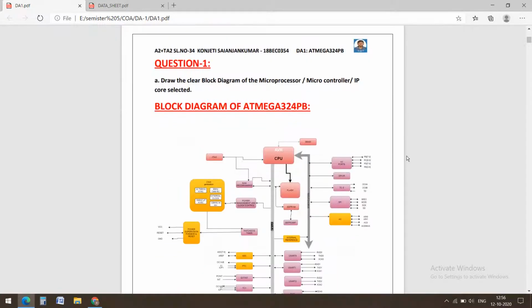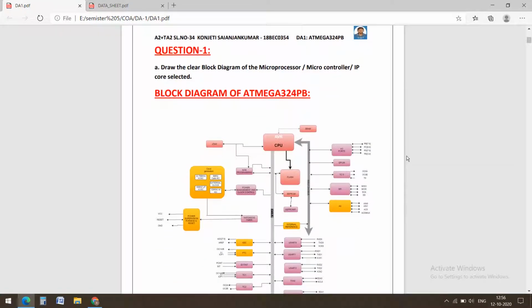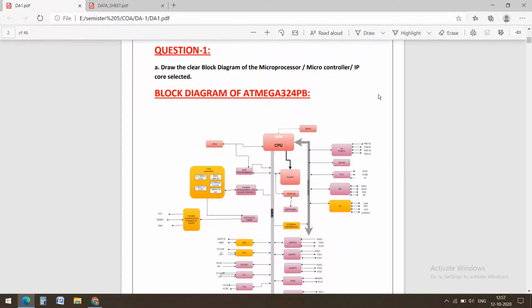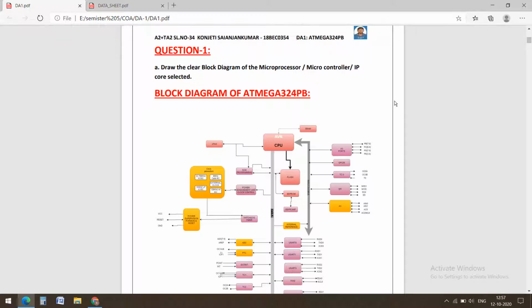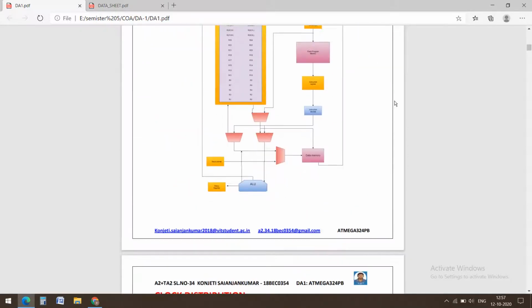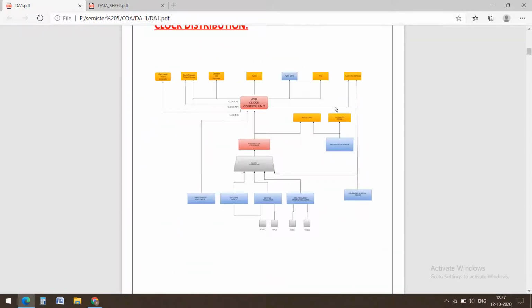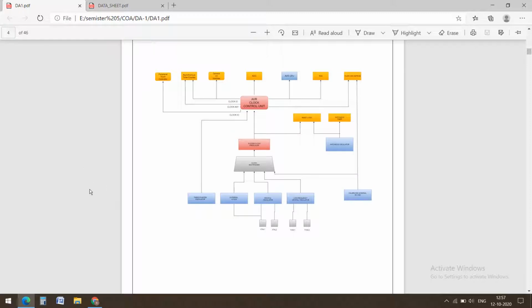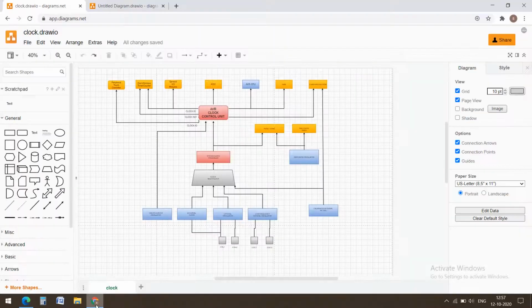So this is the main deal. I have faced a lot of problems with this question itself because we need to draw all the block diagrams of the microcontroller and all the internal diagrams. So these are the diagrams. I have used the tool app.diagrams.net to draw all the diagrams. So this is the site, and let me show how this tool works.